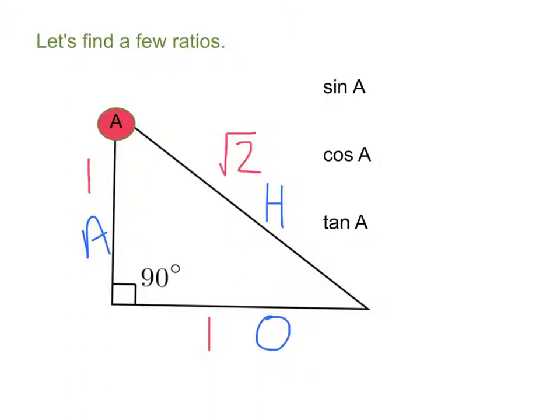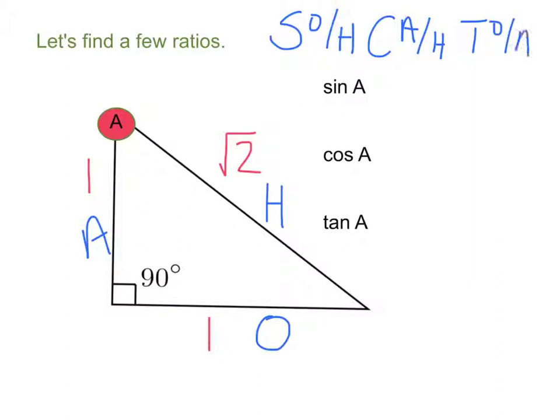So we can remember our mnemonic, SOH CAH TOA. I prefer it written in this form rather than a horizontal form so that we can see the structure of the trig identities. And here we go. Sine A is equal to opposite over hypotenuse, which is 1 over root 2. Cosine A is equal to adjacent over hypotenuse, 1 over root 2. And tan A is opposite over adjacent, which is 1 over 1, or just 1.